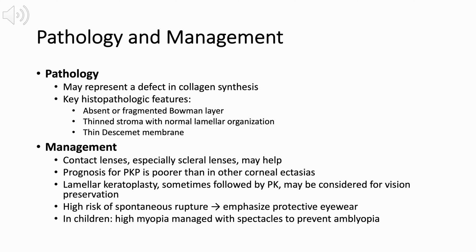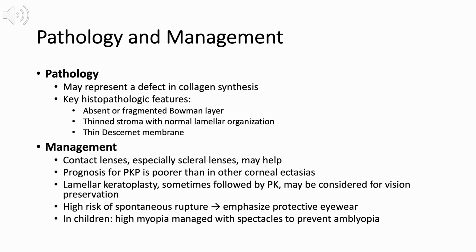Keratoglobus may represent a defect in collagen synthesis, and histopathologic evaluation reveals several key features. These include an absent or fragmented Bowman layer, a thinned stroma that nonetheless maintains normal lamellar organization, and a thin Descemet membrane. Management strategies depend on disease severity.